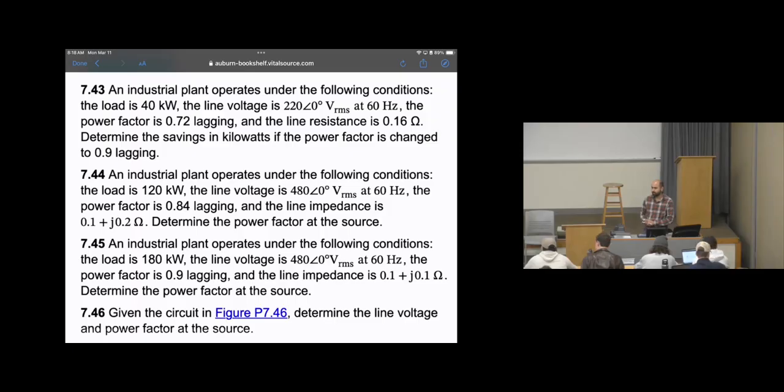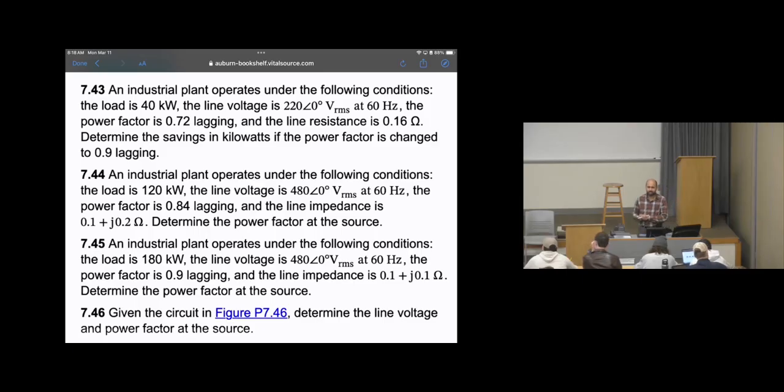So basically, this question says that we already have a load, and we know the load properties, which are 120 kilowatts, 0.84 lagging power factor, and we know the voltage at the load, which is 480 angle 0 volts. It says the line voltage. Since it's a line voltage in RMS, it's already in phasor form. Then we have the line impedance 0.1 plus j0.2.